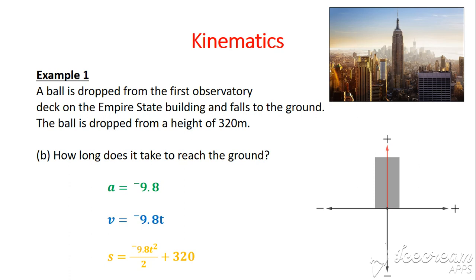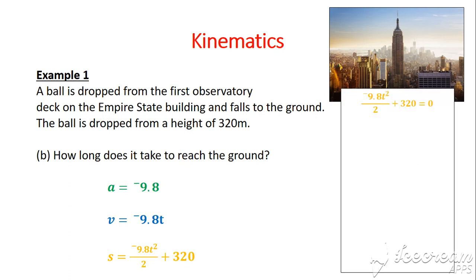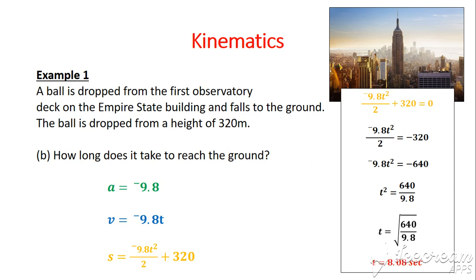So how long does it take to reach the ground? Well, we're going to take the displacement function and put it equal to 0, because 0 represents the ground. So let's solve it. We're going to minus 320 off both sides. We're going to times by 2 on both sides. We're going to divide by negative 9.8 on both sides. And now we're going to take the square root to get a time of 8.08 seconds. It takes just over 8 seconds to reach the ground.